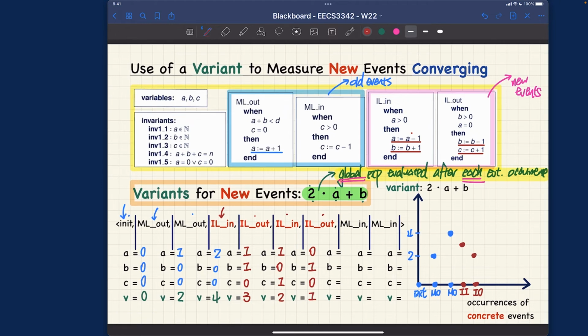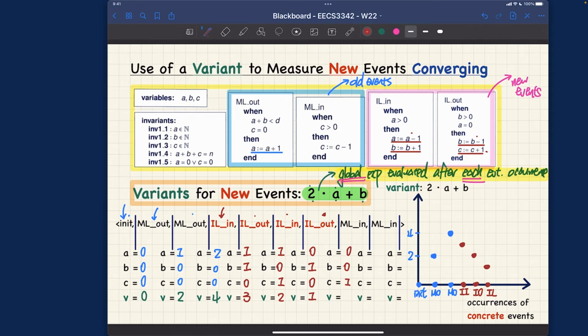Strictly decreasing again. You can see it's a very perfect trend that we're observing. So it's going to be another occurrence of ILN, which is going to be around over here. The value 1. And what about the last one, ILOut? In that case, it's going to be decrementing B from 1 to 0, incrementing C from 0 to 1. A remains to be 0.